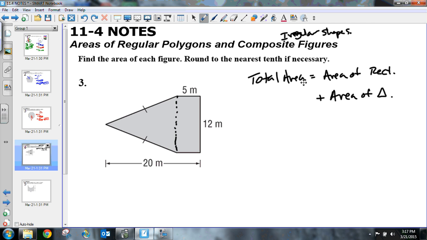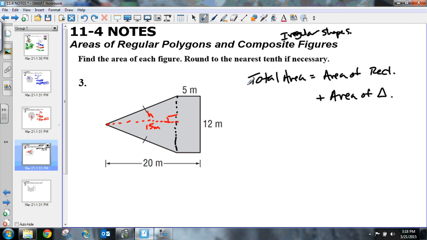If I take the area here and I know the area here, then I can just add those two areas together and get the total area. Now this area is pretty easy, 5 times 12, but my question is, what is the height of this triangle? You have to use the picture to give you that information. This is a right angle here. This is my height. If the entire length here is 20, and I know this length is 5, then my height is just 20 minus 5, which gives me 15 meters.